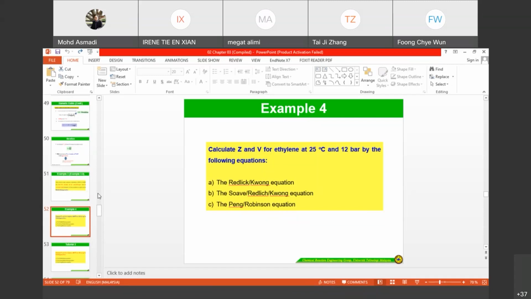Anyone? How to determine this one? Any suggestion? Guess. How do you know it is gas, Akmal? T more than TC, and then T more than TC, and then how about pressure?